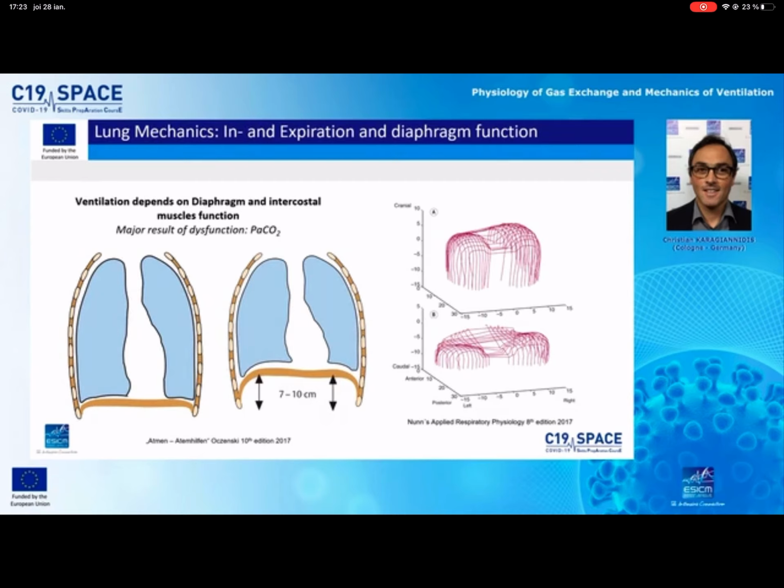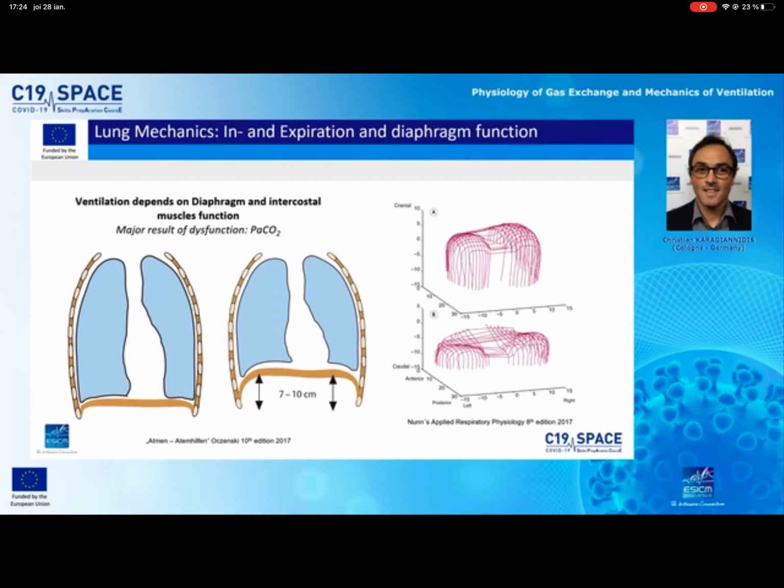First of all, the inspiration, and therefore the ventilation, very much depends on the diaphragm and also, to a certain extent, on the intercostal muscle function. If you have a dysfunction in ventilation, the major result of it is an increased PaCO2. I guess this is very important to notice, since a dysfunction, of course, also leads to a decrease in oxygenation after a certain time. But the major result of the dysfunction is the PaCO2.